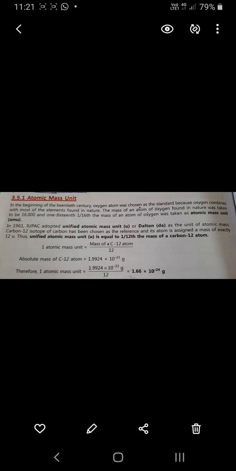Next is the molecular mass. What is molecular mass? Molecular mass is the mass of one molecule of a substance relative to 1/12th the mass of the atom of carbon-12. How can we calculate the molecular mass? Four examples are given here.